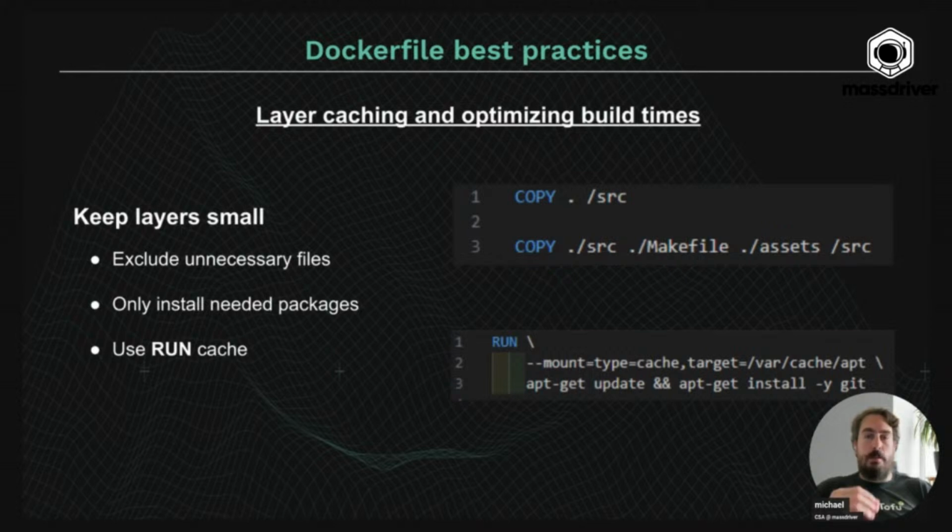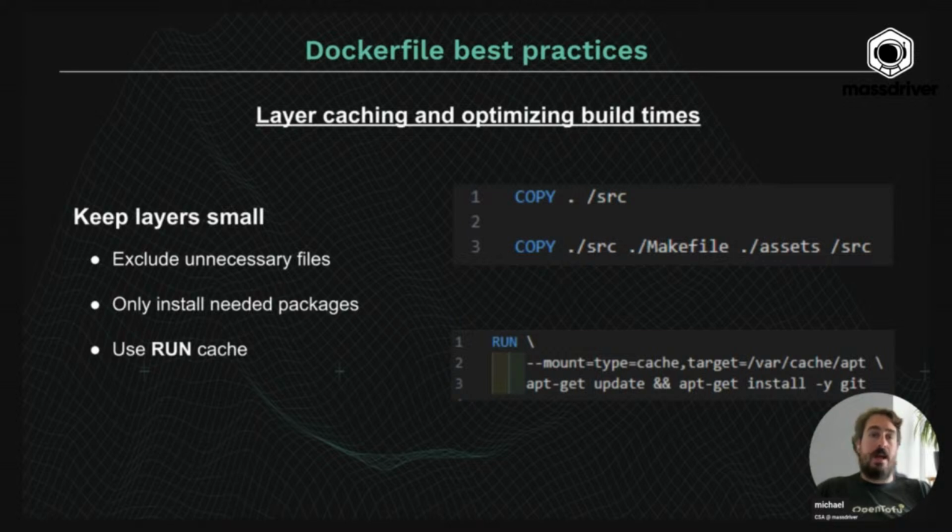In line 1, the top example, we have the copy dot and then slash source command. What this does is it copies everything into the build context, including logs, temp files, and other unnecessary data. Line 3, this copy command is more selective, copying only the essential source files, asset directories, and the makefile, which helps minimize what gets included in the image, reducing the build size and the time.